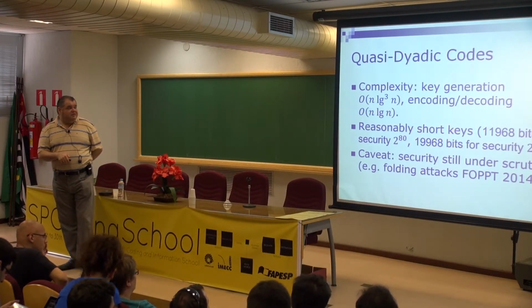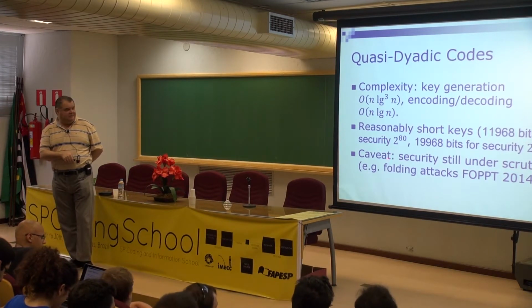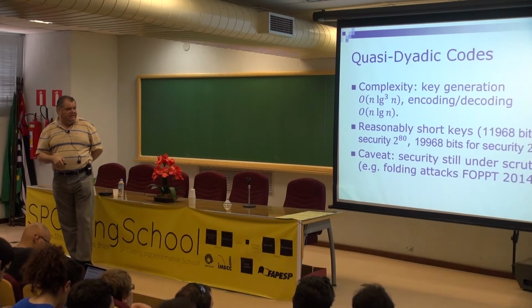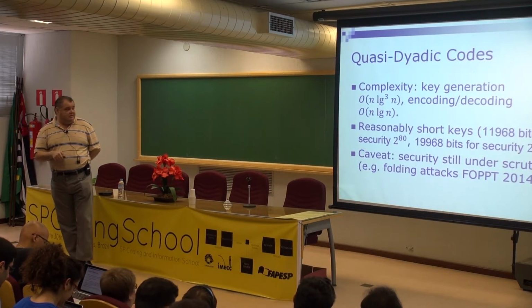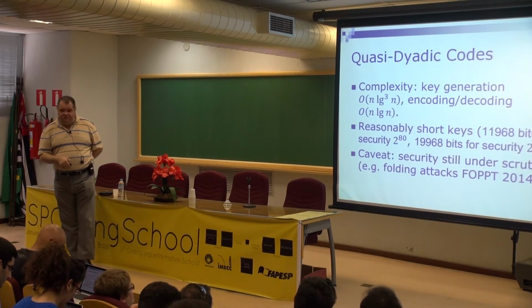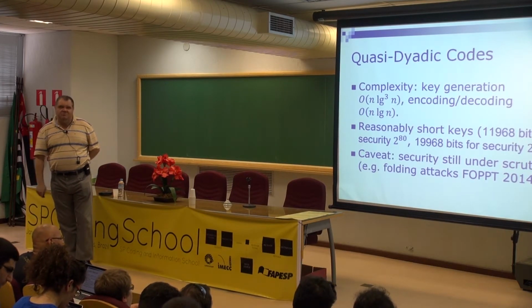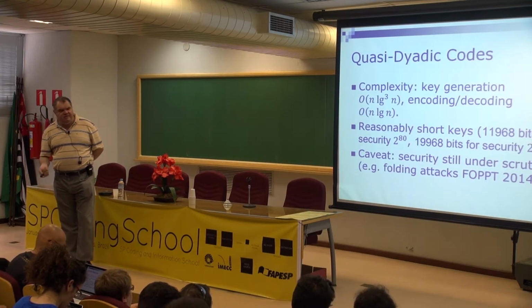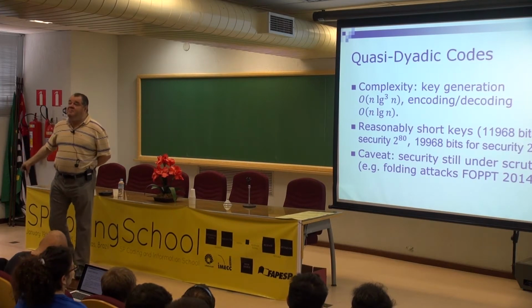We get reasonably short keys, about 12,000 bits for security level 2 to the 80. It's 12,000 instead of 660,000. For a more practical security level, it's less than 2,000 bits. About, I think, 64,000 bits for the top security level instead of 9 million bits.